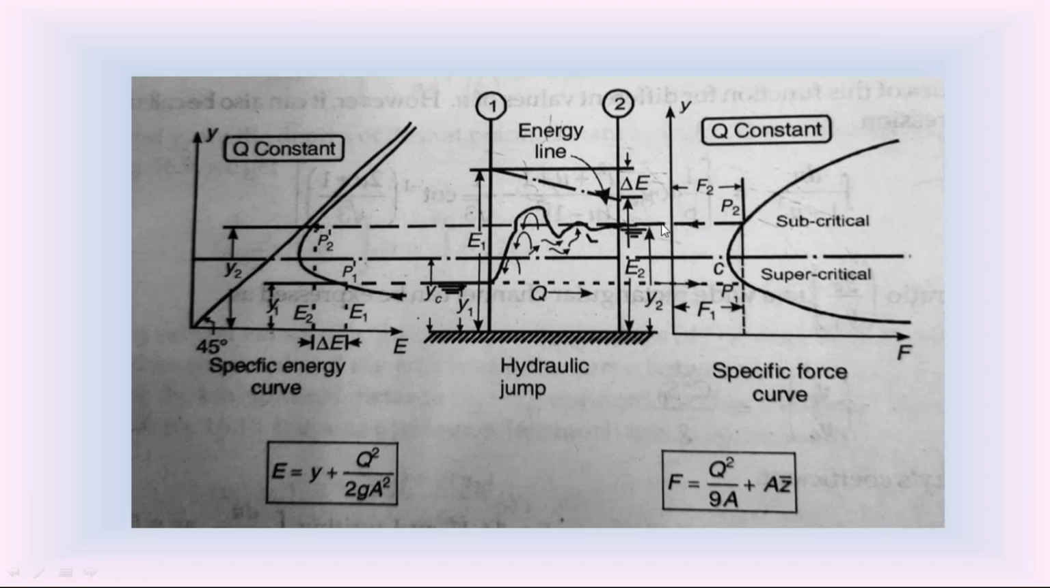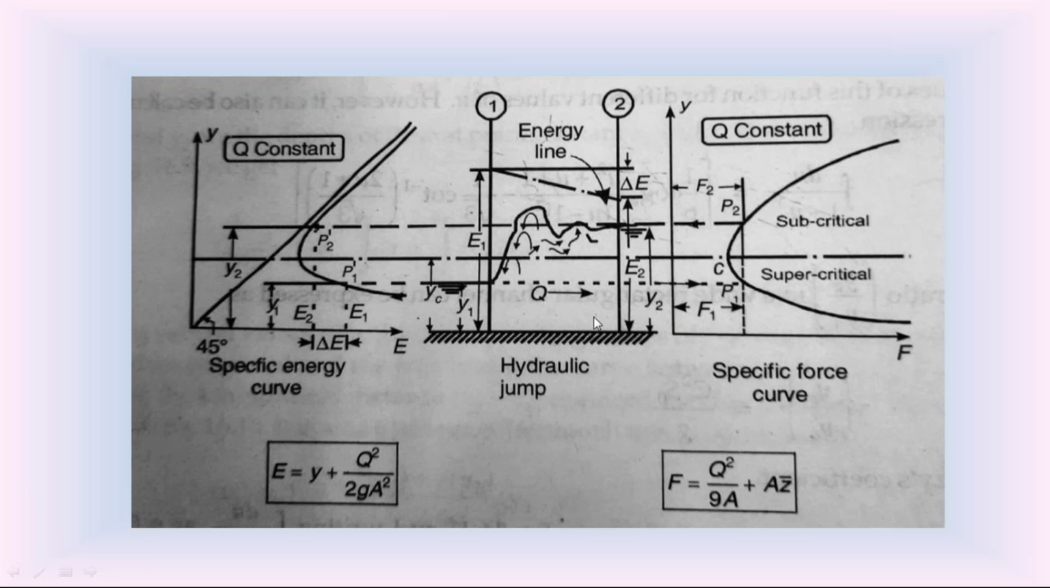So at depth y2, after the hydraulic jump, this is the specific force F2. And at depth y1, this is the specific force F1. So check this diagram. At depth y2 and also at depth y1, at both depths, we have the same value of the specific force in the hydraulic jump.